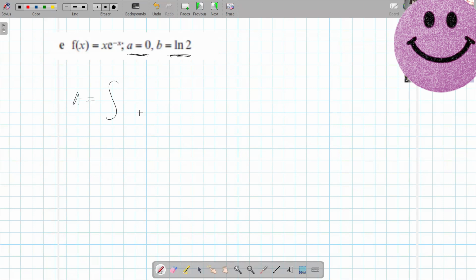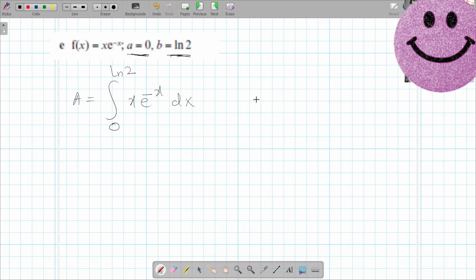So the area will be the integral of the given function from the lower limit 0 to the upper limit ln 2. If you can calculate this integral, its value will give us the area actually. So how to calculate this integral now? The question is the same as we were doing in previous exercises.